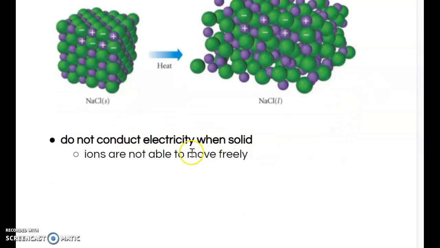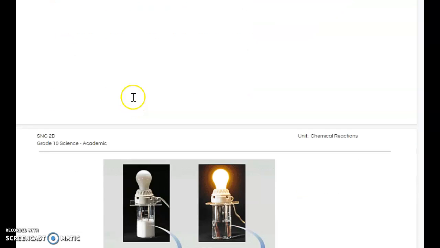They do not, however, conduct electricity when they are solid. This is because there is no space in between them. Electricity needs to jump from one ion to another ion. When they're too close together, that doesn't allow for that to happen.